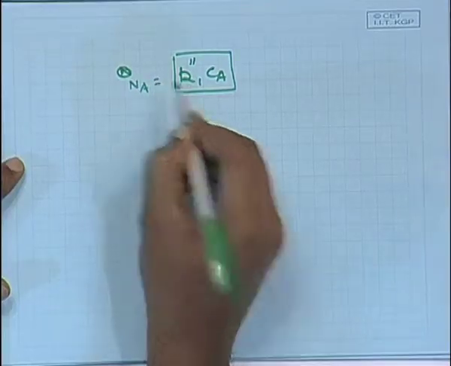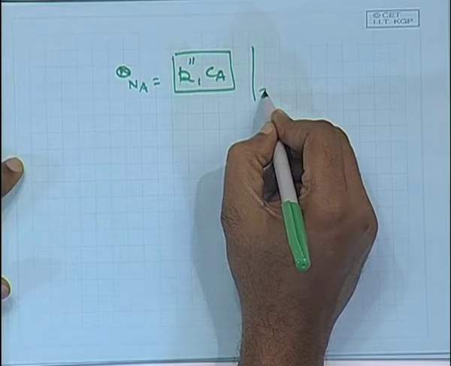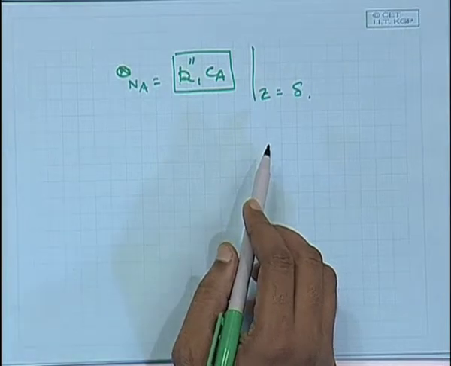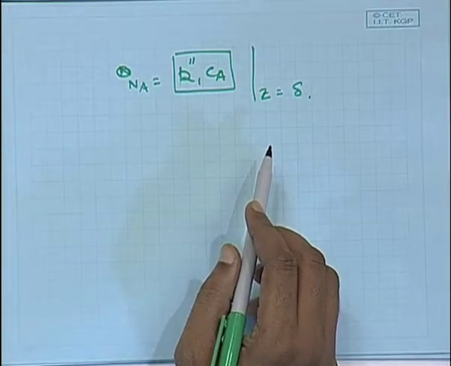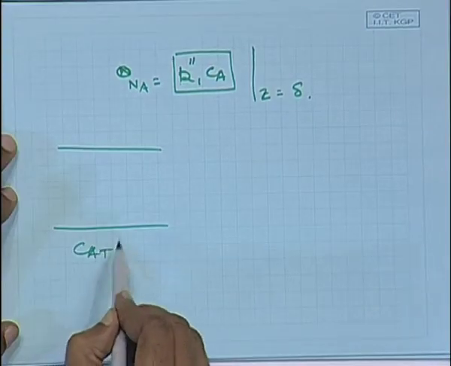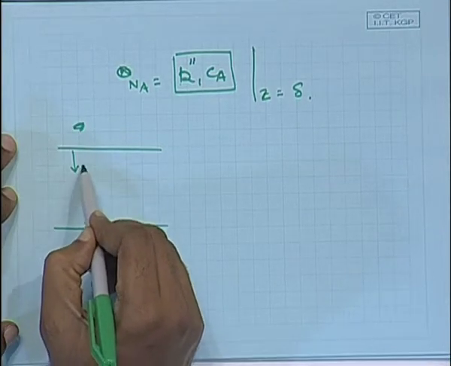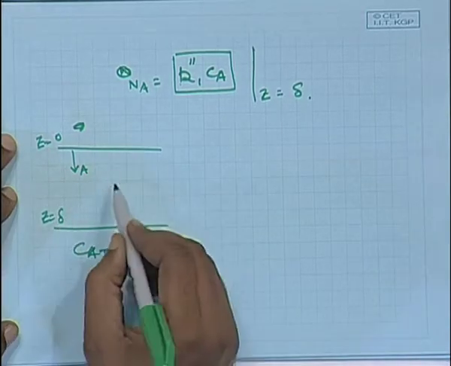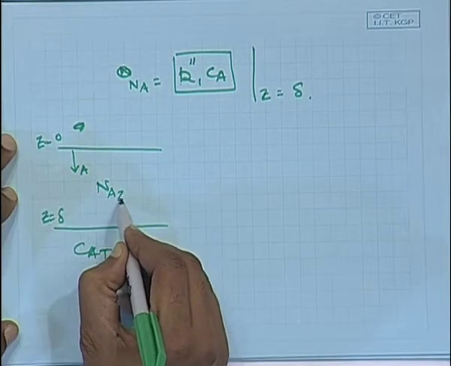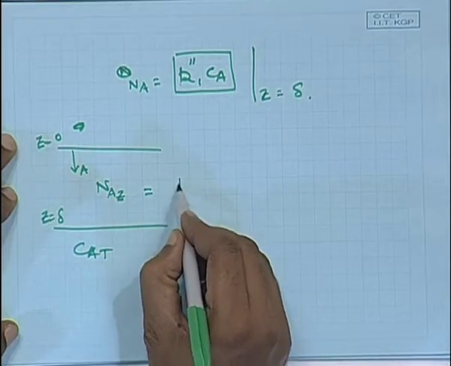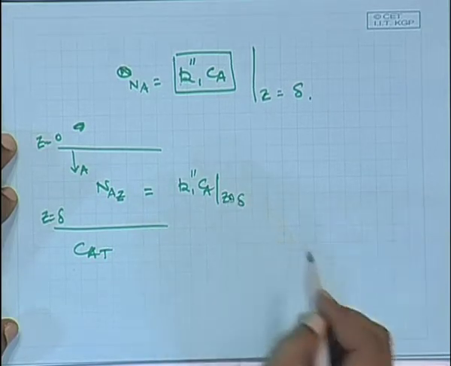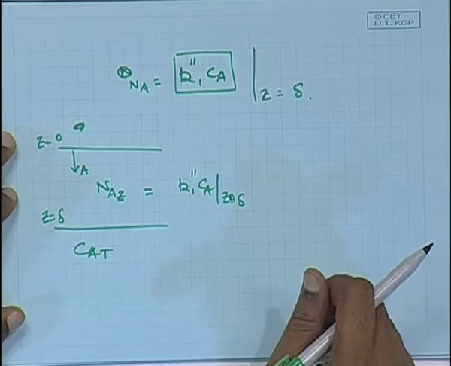Na would be equal to this one at z equal to delta. Would you agree with that? Okay. So, the amount of the flow, if this is the film, this is my catalyst surface, A moving in this direction, z equal to 0 to z equal to delta. What he is saying is that N A z is going to be equal to K1 double prime C A at z equal to delta. This is what you are saying. Okay. So, you agree with that?